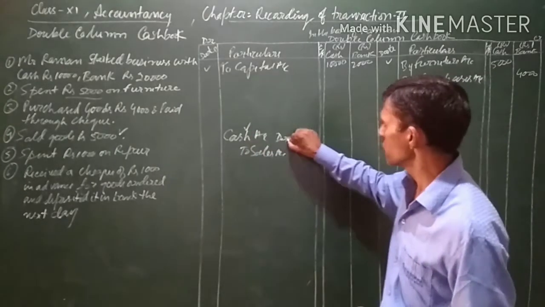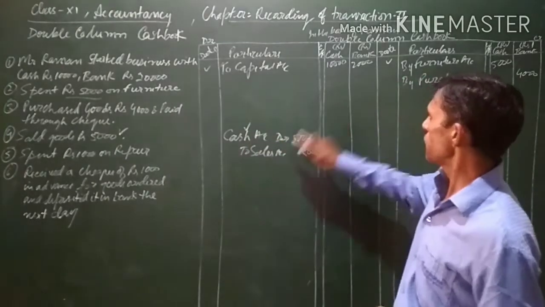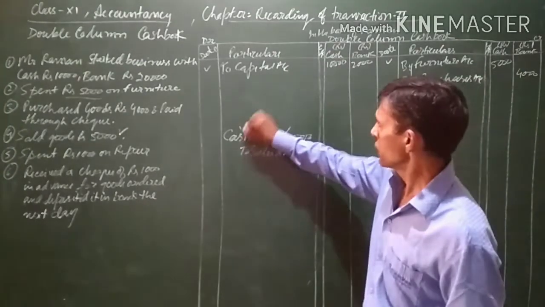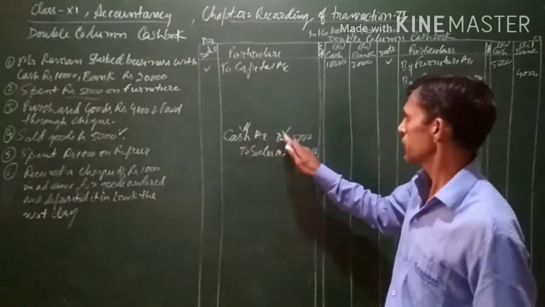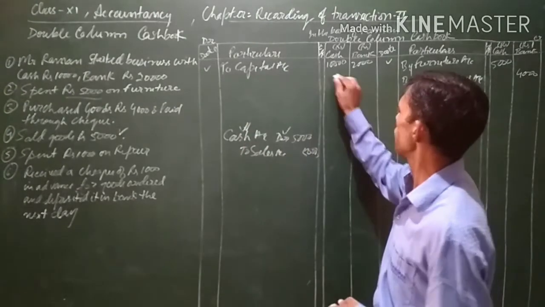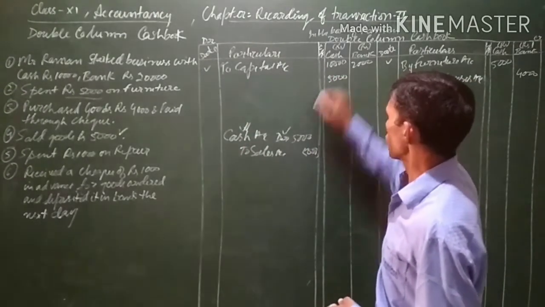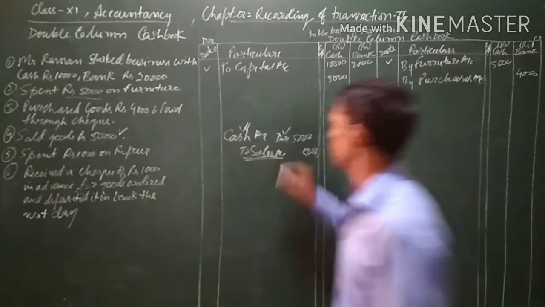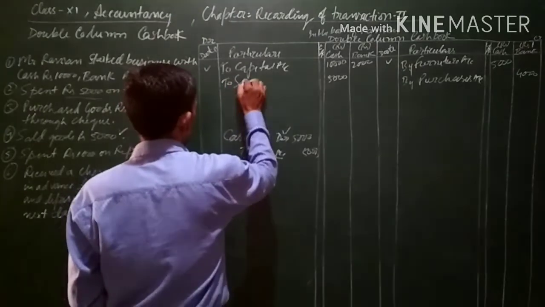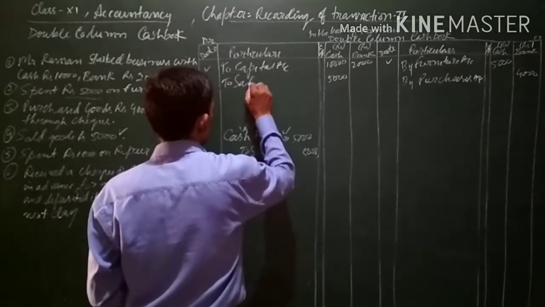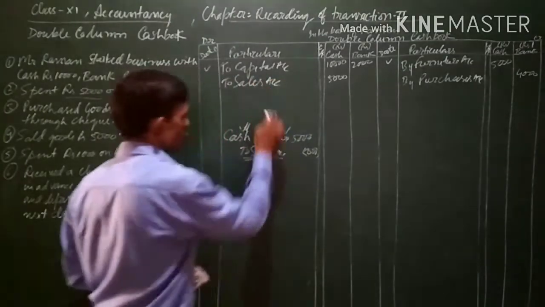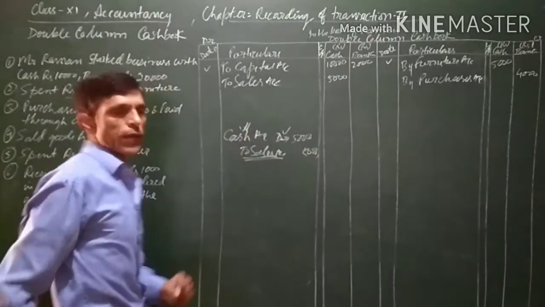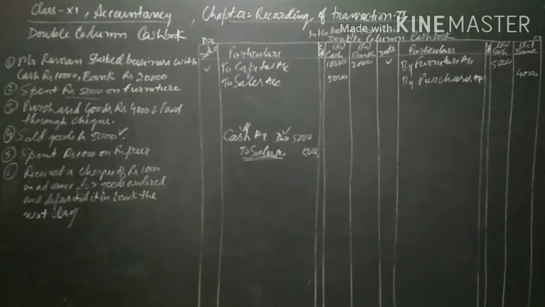Now here the cash account is being debited. So on the debit side, in the cash column, we will be writing 5,000. Why is this 5,000 being debited to the cash account? On account of sales. We are receiving this money by selling the goods. So we will be writing "To sales account", and in front of the sales account, we will be writing 5,000. Now let us see the next transaction.